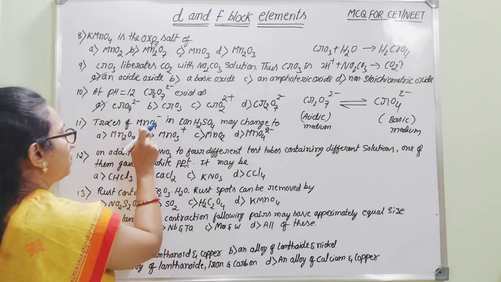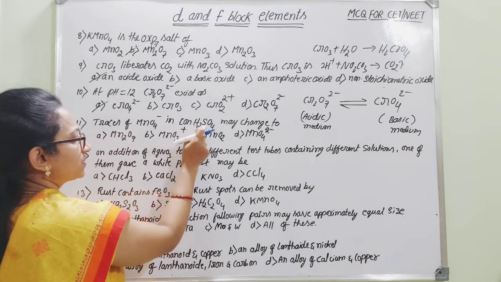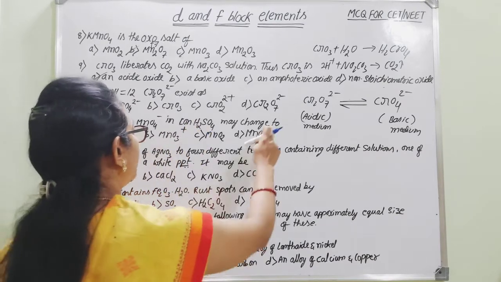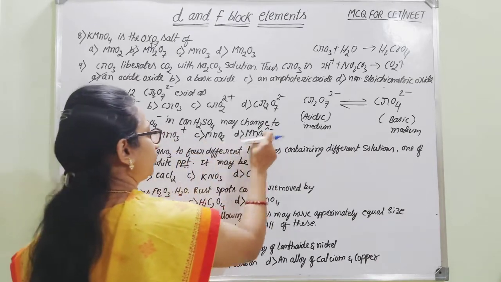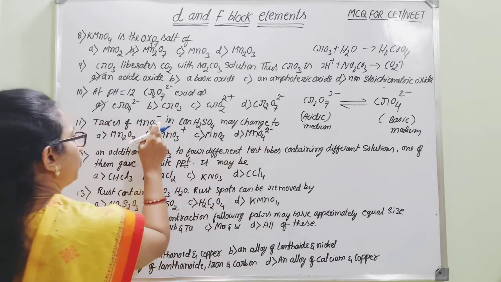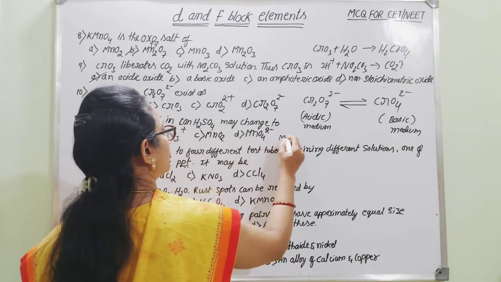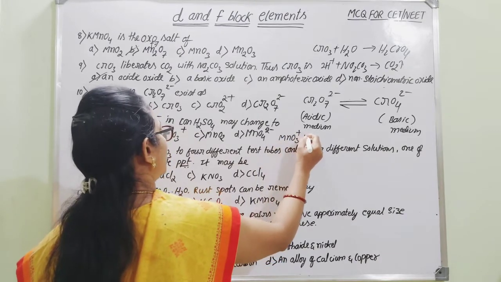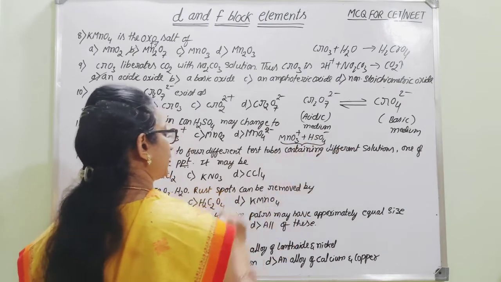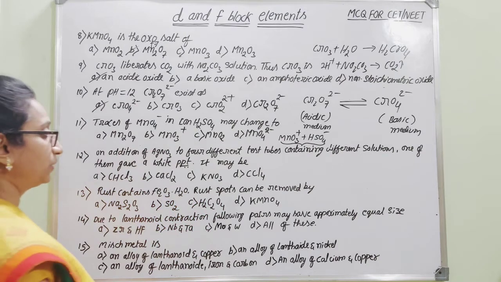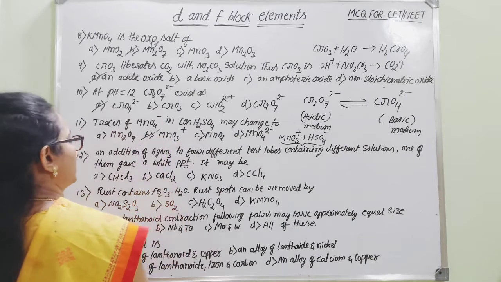Here traces of MnO4⁻ in concentrated H2SO4 may change to Mn2O7, MnO3⁺, MnO2, MnO4²⁻. Actually, this MnO4⁻ combines with H2SO4 to give the combination of MnO3⁺ and HSO4⁻. So, it is actually giving a green shade to the color, that is, a green shade to the solution. Here the right option will be MnO3⁺.